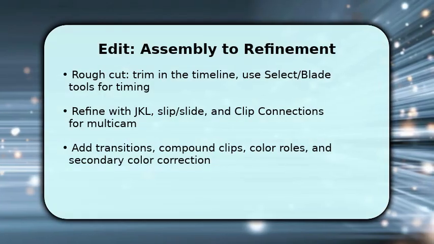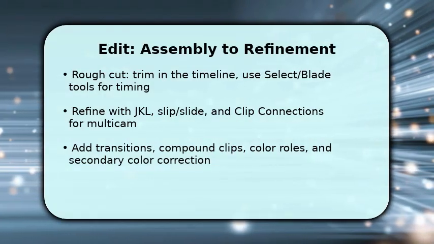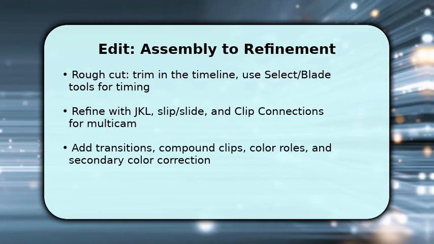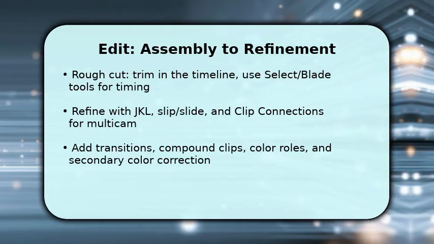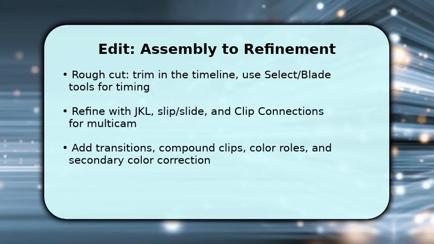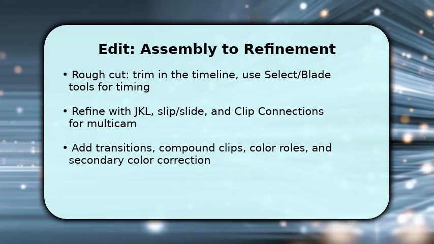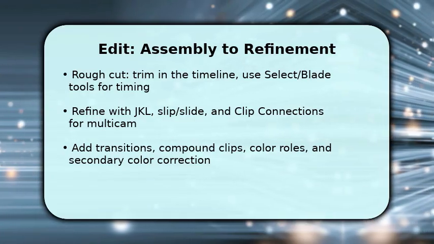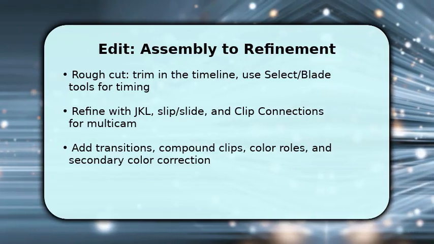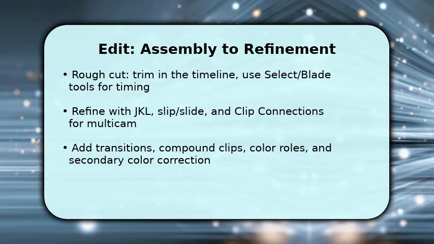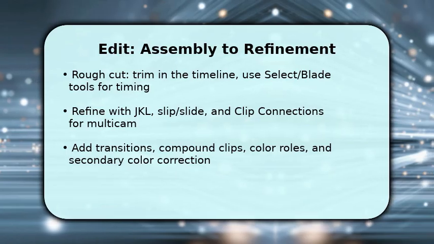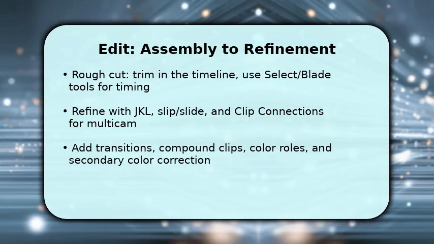You assemble a rough cut fast, use the select and blade tools, then trim with JKL playback for rhythm. Once the structure is locked, refine timing with slip and slide edits and stabilize or retime problem clips. For multicam, sync and use angle viewer to switch. Then consolidate with compound clips where helpful, assign roles for audio organization, and perform secondary color corrections to match shots. This keeps edits non-destructive and efficient.